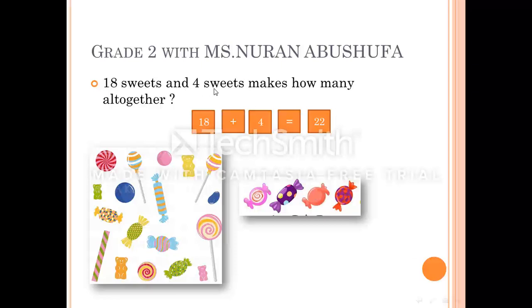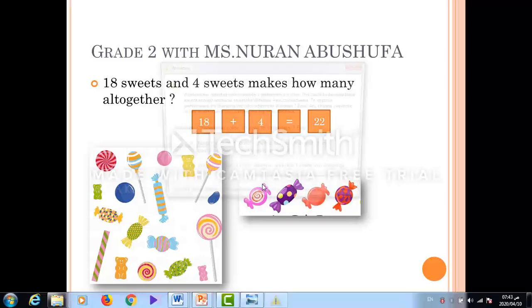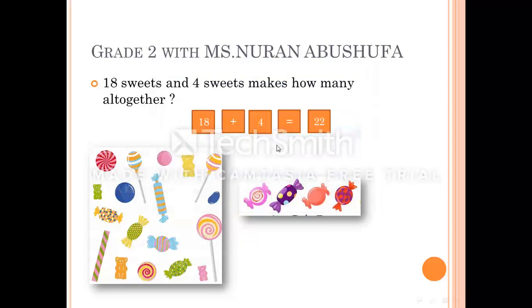"18 sweets and 4 sweets makes how many altogether?" For example, I went to the shop and I bought 18 sweets, and then I went to another shop and I bought another 4 sweets. So how many are they all together? By addition, 18, the first 18 I bought, plus 4 other candies, equals 22. Why? Because after 18, open up 4 fingers and count with me. After 18, 19, 20, 21, 22.